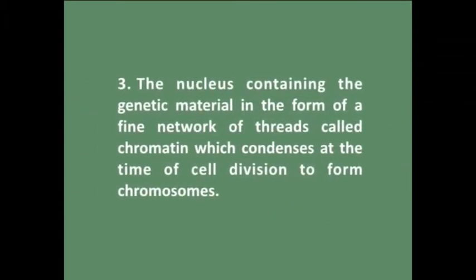The third component is the nucleus, containing the genetic material in the form of a fine network of threads called chromatin, which condenses at the time of cell division to form chromosomes.